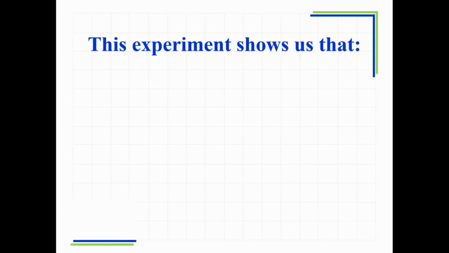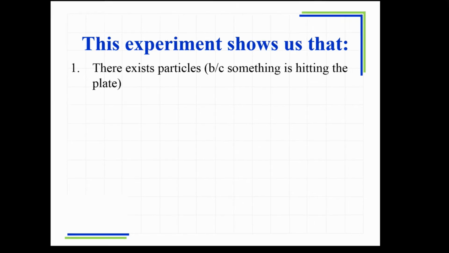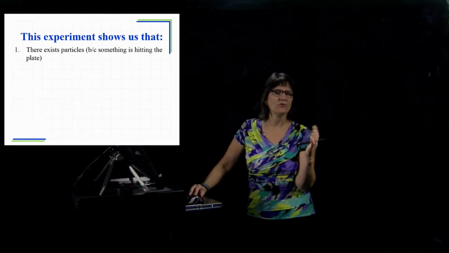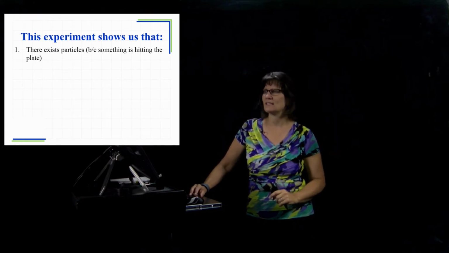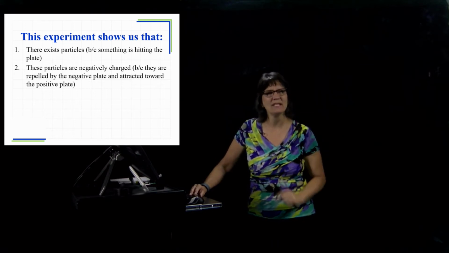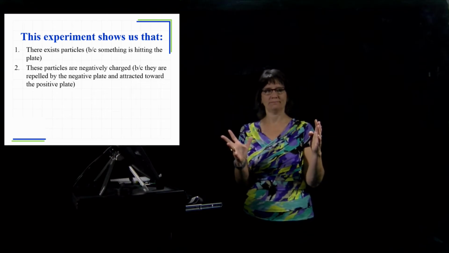So what did this experiment show us? The first thing it showed us is there's some sort of particles. They knew that these were tinier than the atom, and so there was something coming from that battery, passing through those electrodes, hitting the screen, so there was something that exists there. The second thing that they knew is that these things had to be negatively charged, because at this point they already knew opposites attract.